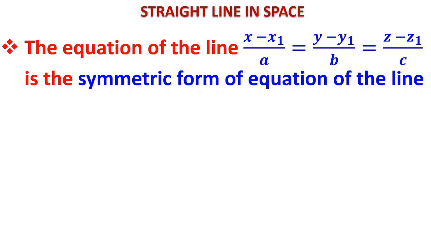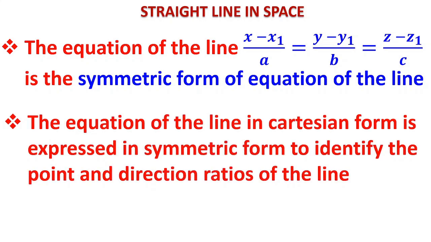It is called a symmetric form. Therefore, the equation of a line in Cartesian form has to be expressed in symmetric form to identify the point and direction ratios of the line. You have to write it in symmetric form only, then only you can identify the point and direction ratios. Can you visualize it in the symmetric form?